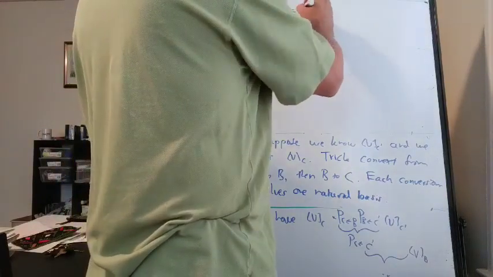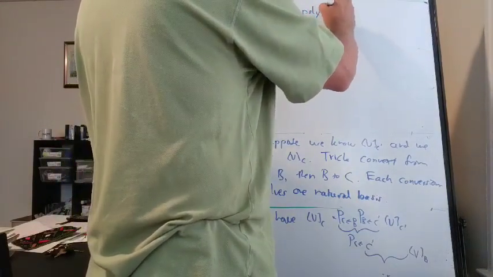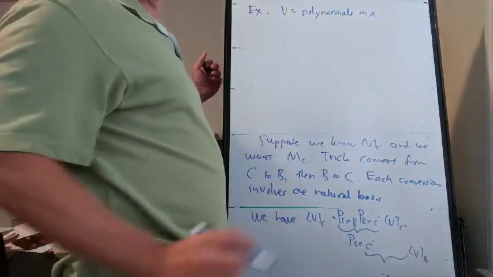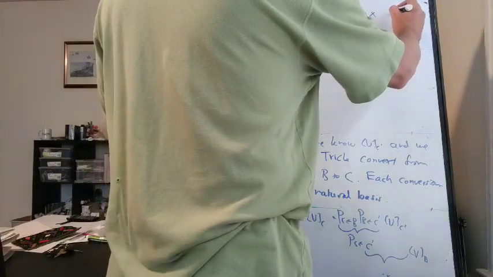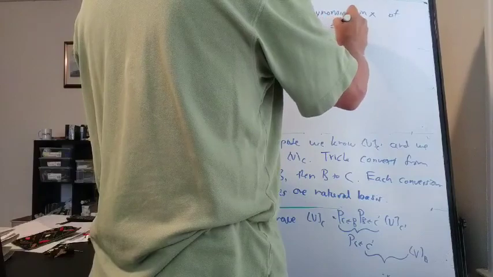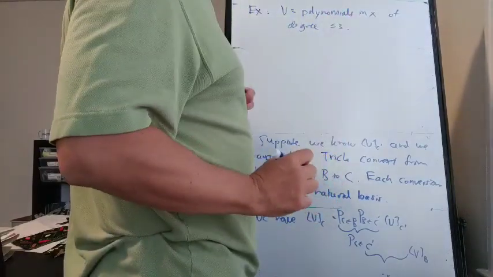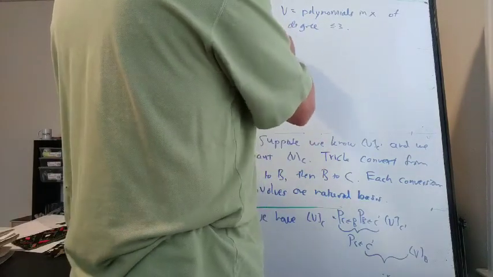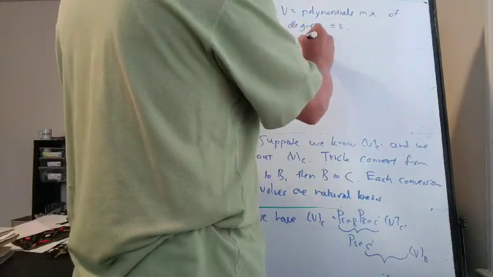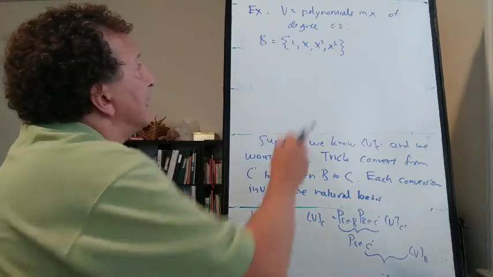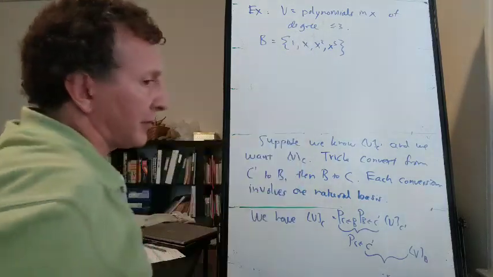So let's let V be polynomials in x of degree less than or equal to 3. So the same example that we used last time. The natural basis for this space is 1, x, x squared, x cubed, because every polynomial of degree at most 3 is a linear combination of these 4 powers of x.